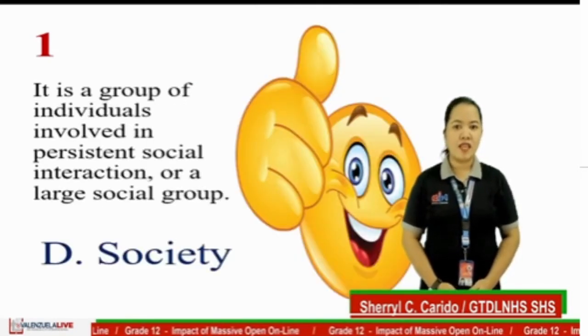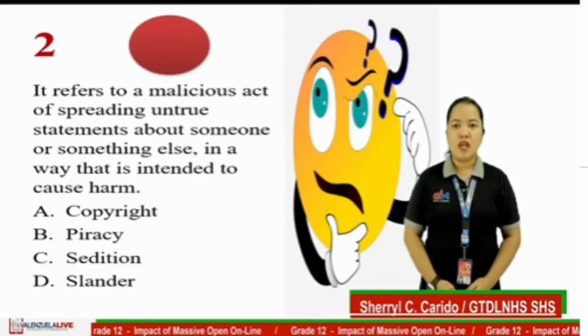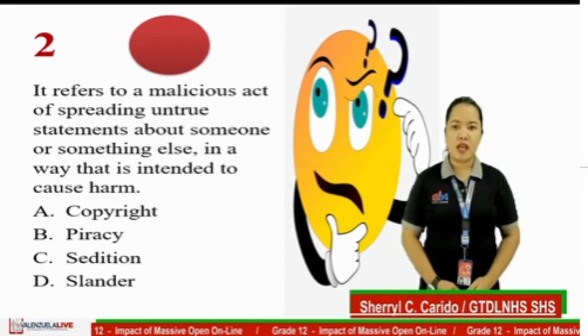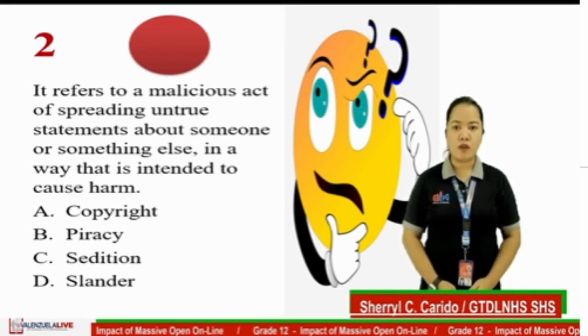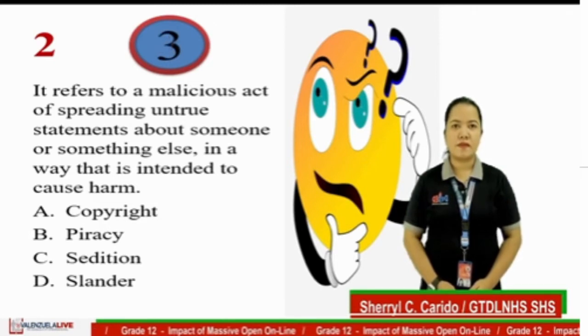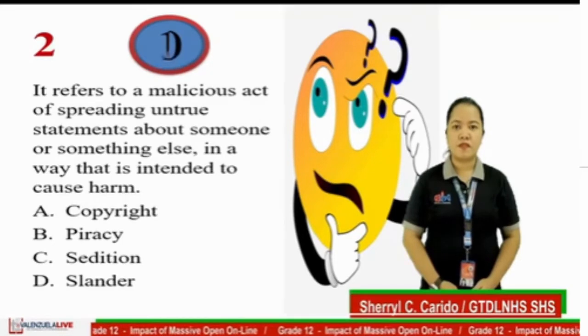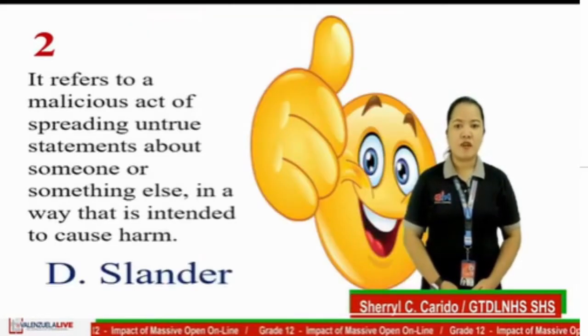Okay, the answer is letter D, society. For the second question, it refers to a malicious act of spreading untrue statements about someone or something else in a way that is intended to cause harm. A. Copyright. B. Piracy. C. Sedition. Or D. Slander. Your 5 seconds starts now. The answer is letter D, slander.